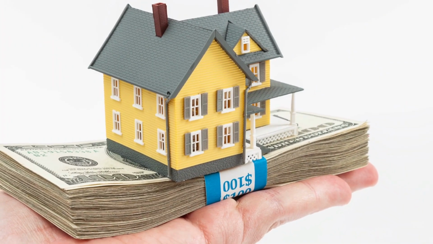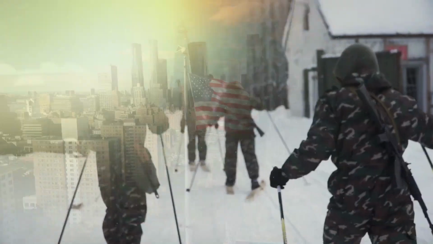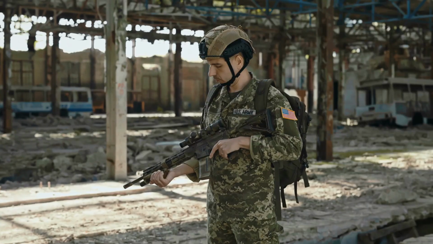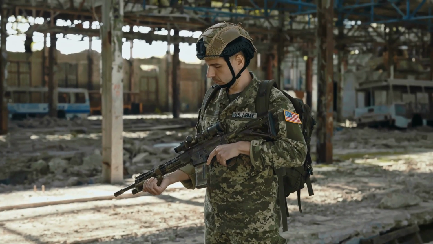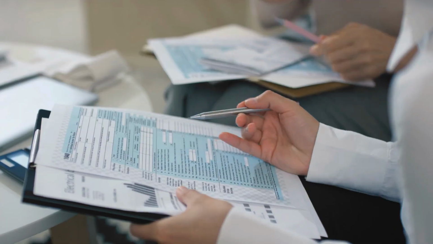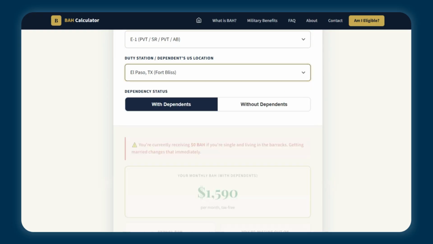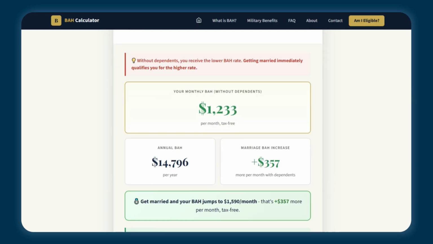BAH, Basic Allowance for Housing, applies when you're stationed in the continental United States, Alaska, or Hawaii. OHA applies when you're stationed outside the United States. Same concept, different structure. Here's the big difference. BAH is a flat rate set by your pay grade, your zip code, and your dependent status.